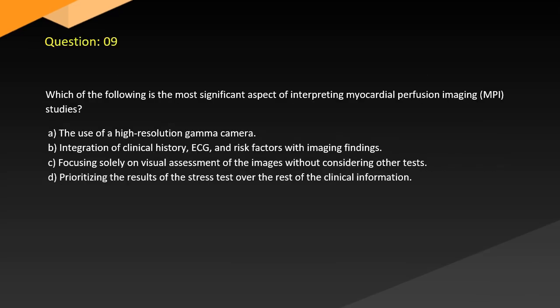Question 9. Which of the following is the most significant aspect of interpreting myocardial perfusion imaging (MPI) studies? A. The use of a high-resolution gamma camera. B. Integration of clinical history and risk factors with imaging findings. C. Focusing solely on visual assessment of the images without considering other tests. D. Prioritizing the results of the stress test over the rest of the clinical information.